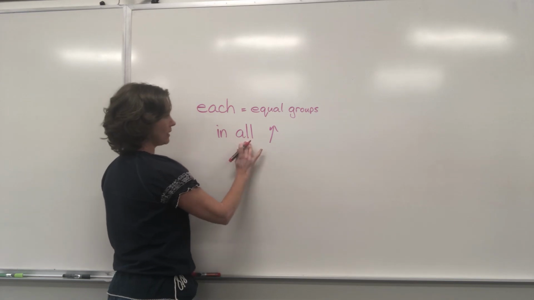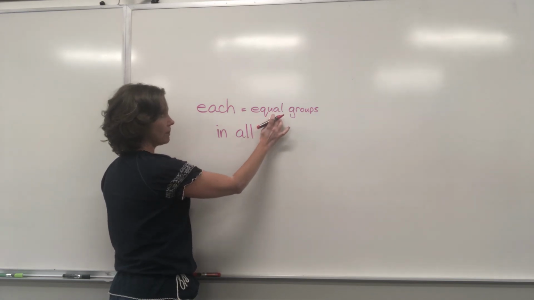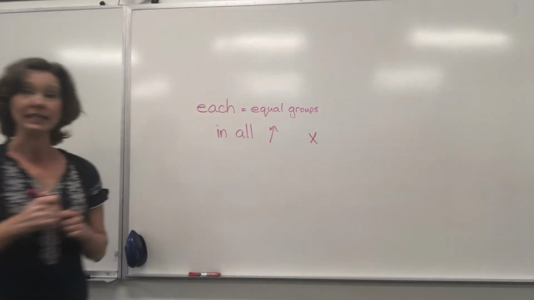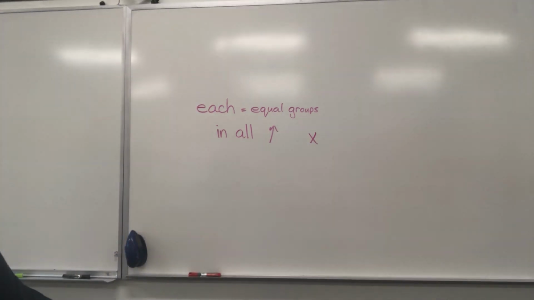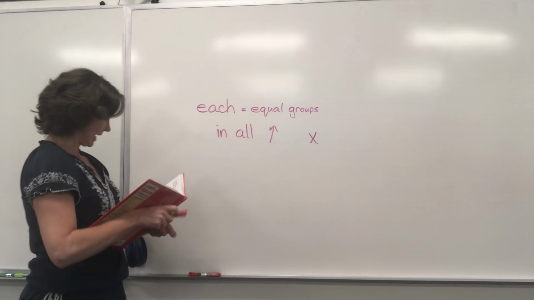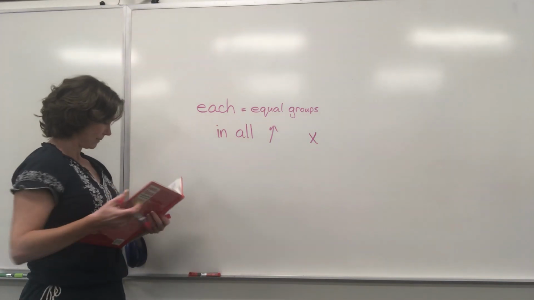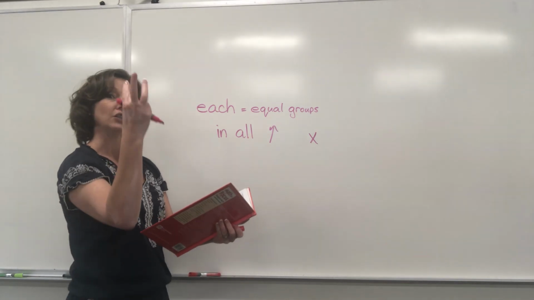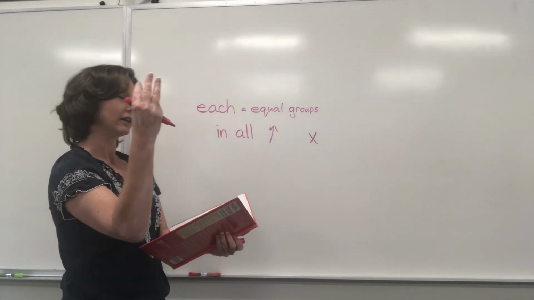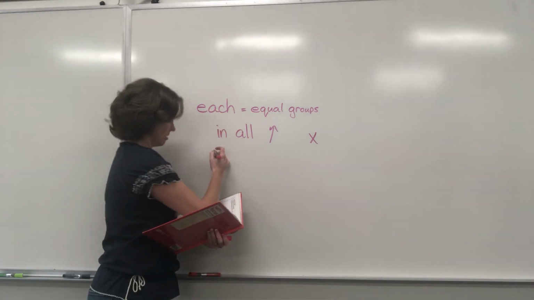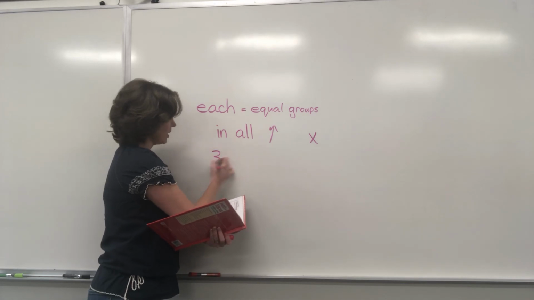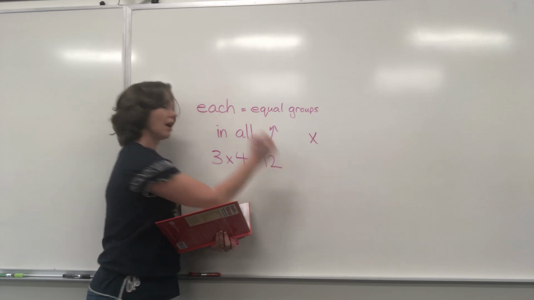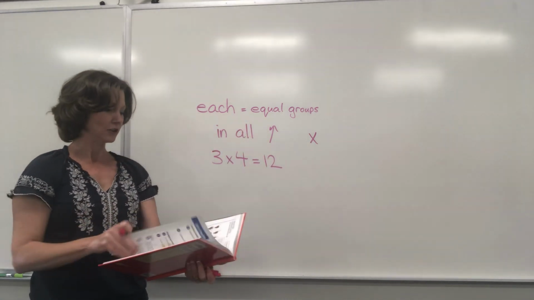We're either adding when we see in all, but if we're going up and we have equal groups, we are multiplying. So we see that we have 3 frogs, and each frog has 4 legs, and so how many legs do the frogs have in all? You can count by 4s. 4, 8, 12, until you get to 3. So we have 3 groups of 4 legs, which equals 12. Pretty fancy.